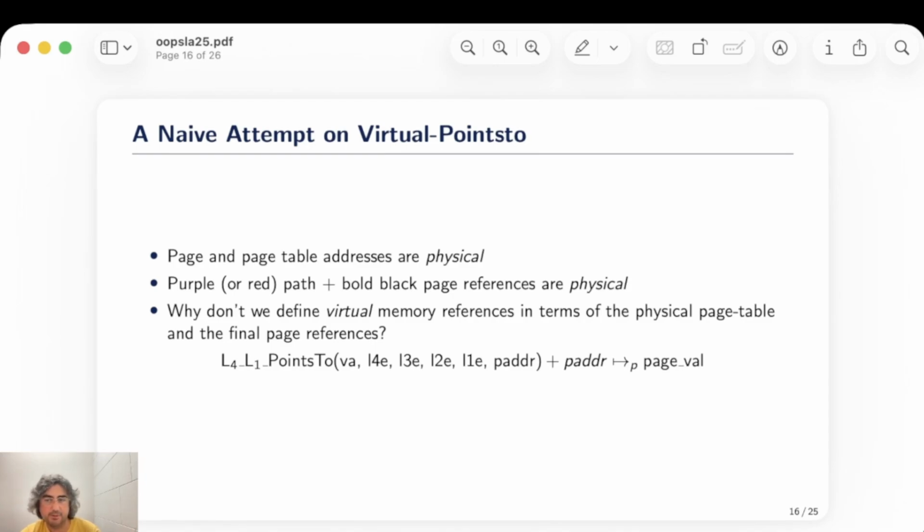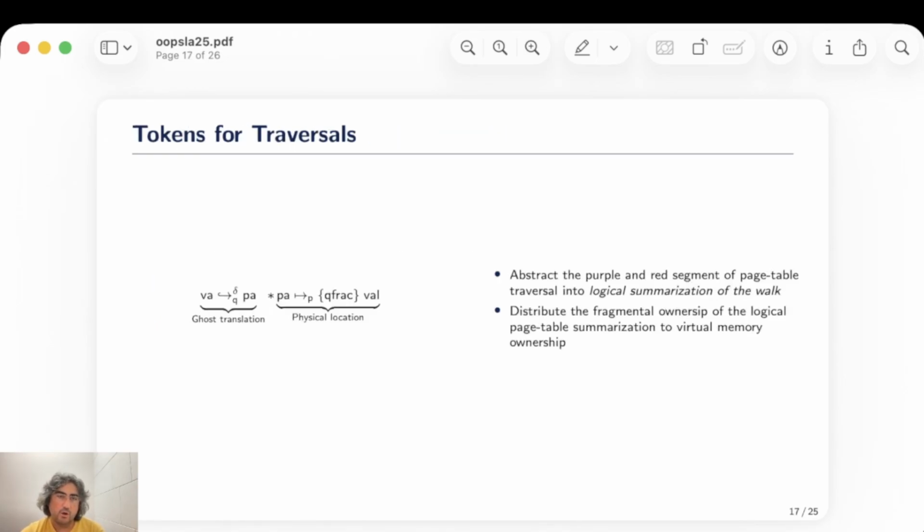However, as we discussed briefly before, this assertion would not be sound under the existence of any virtual memory action mutating the shared page table, which we already spoke about. So we need to find another way. What we propose is to define the virtual points-to relation in two pieces: traversal of the page table tree and access to the underlying physical page.